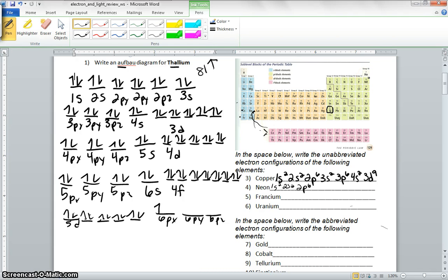Now we have francium. Francium's all the way down here, so we have a lot to go through. So it should be 1s2, 2s2, 2p6, 3s2, 3p6, 4s2, 3d10, 4p6. And we're going to keep going. I actually might put an extra space here.